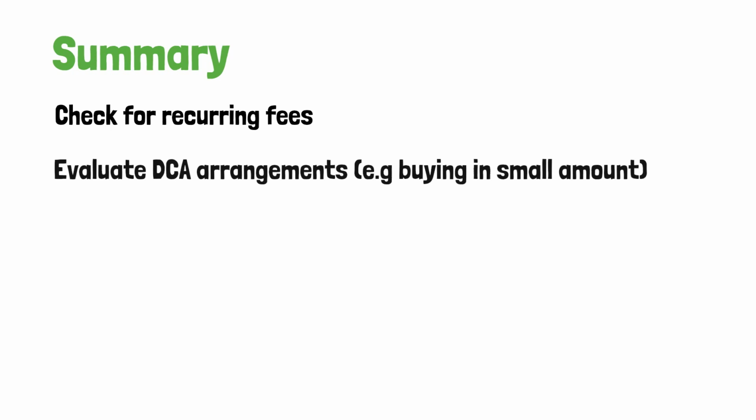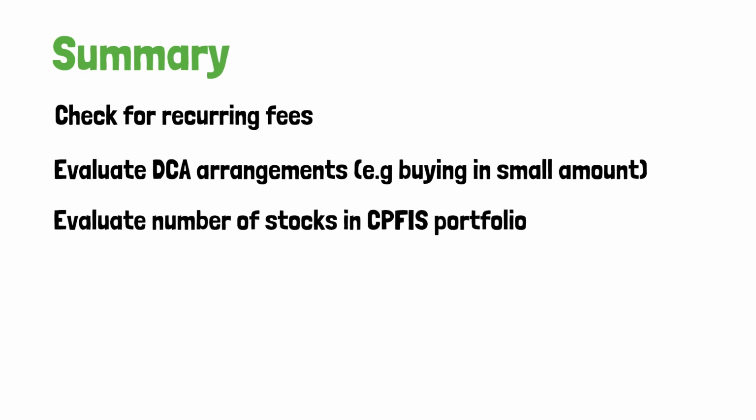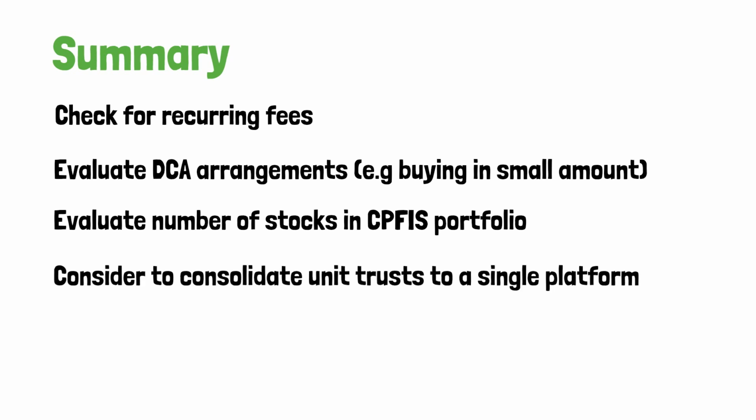Taking reference from my example, firstly, I have been paying unnecessary fees when I DCA in small amounts of $100. Secondly, I can evaluate if I want to hold stocks in my CPFIS or reduce the number of stocks given the minimum cost of $5 per quarter. Lastly, I may be able to reduce costs if I consolidate my unit trust to a single platform like Endowus. However, this has to be verified as I've not tried it myself.